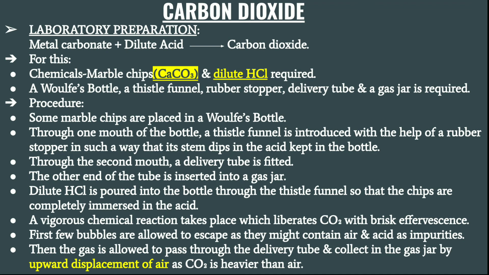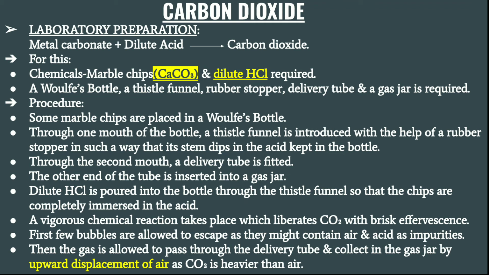Other things are required: a Wolf's bottle, a thistle funnel, and rubber stoppers. Two rubber stoppers are needed, because the Wolf's bottle has two openings, two mouths. Then a delivery tube is required, and a gas jar is required. So what's the procedure? First, some marble chips are placed in the Wolf's bottle. Then through one mouth of the bottle, a thistle funnel is introduced with the help of a rubber stopper, in such a way that the stem of the thistle funnel will dip in the acid which is kept in the bottle.